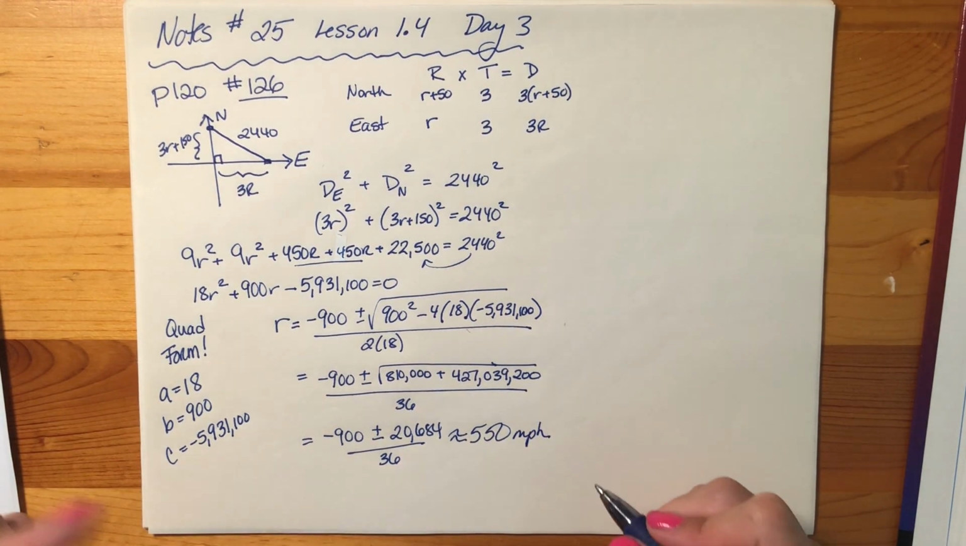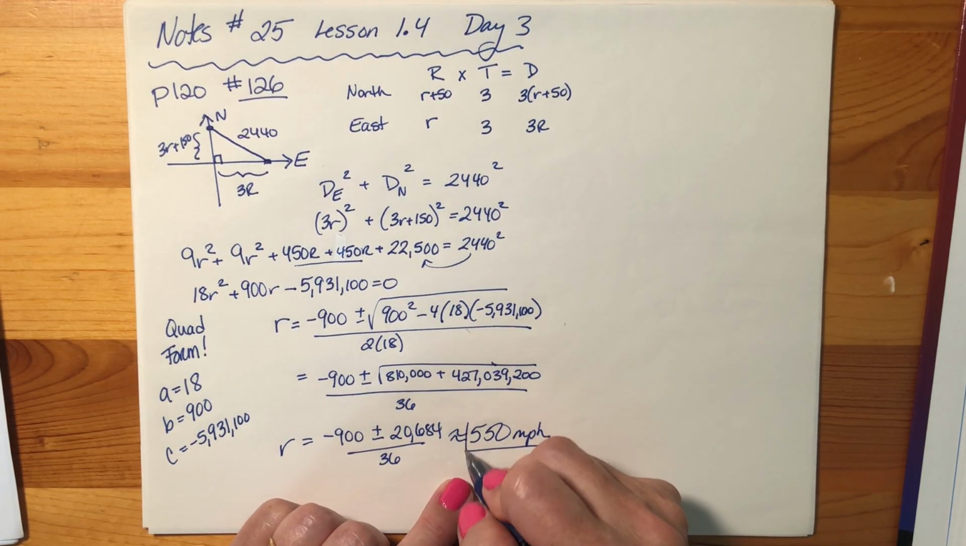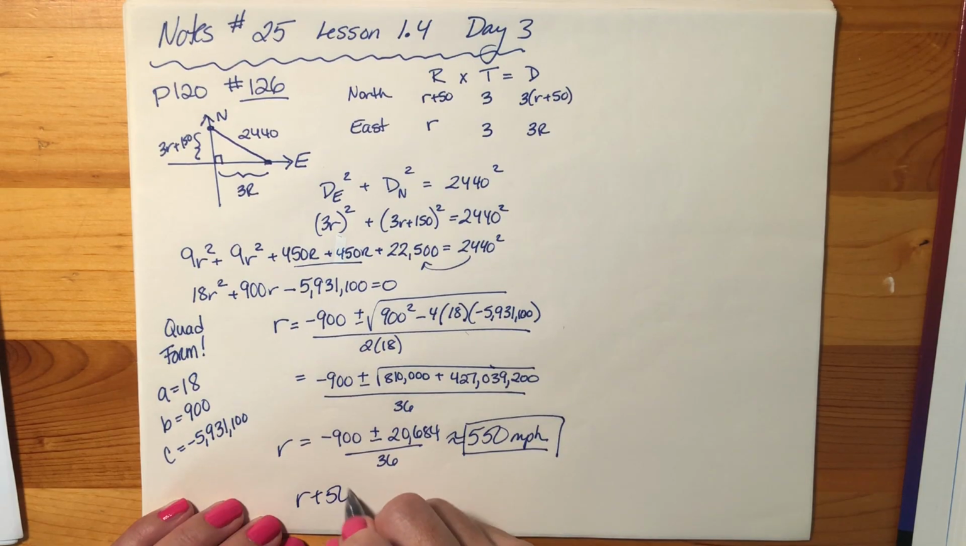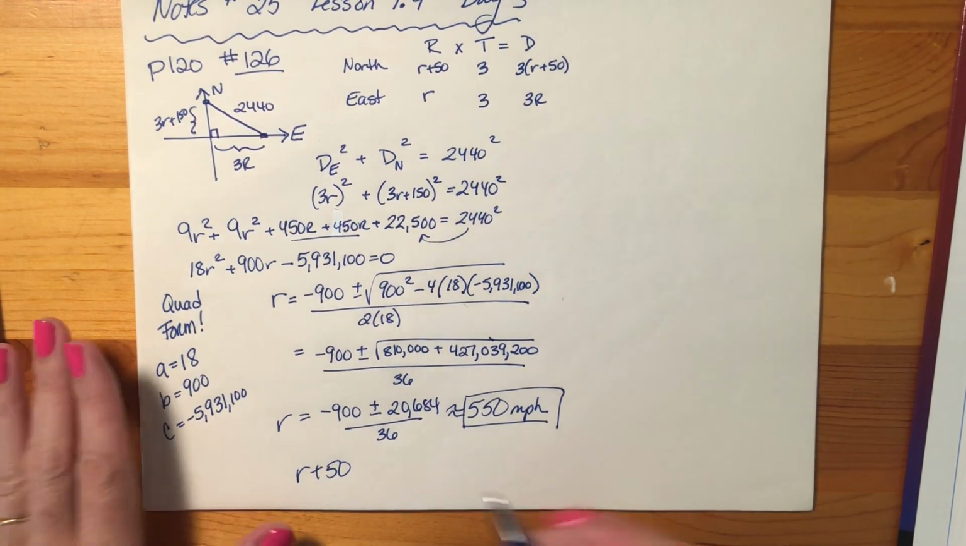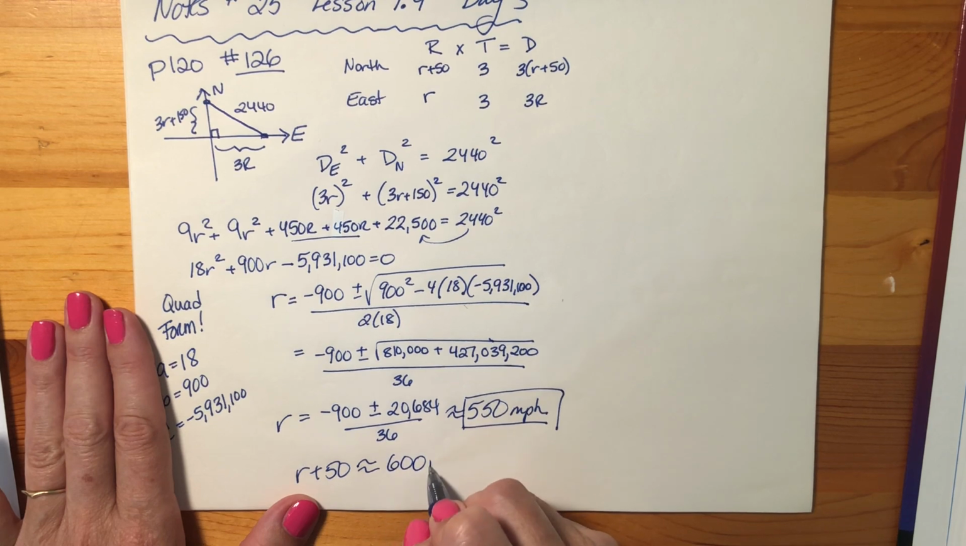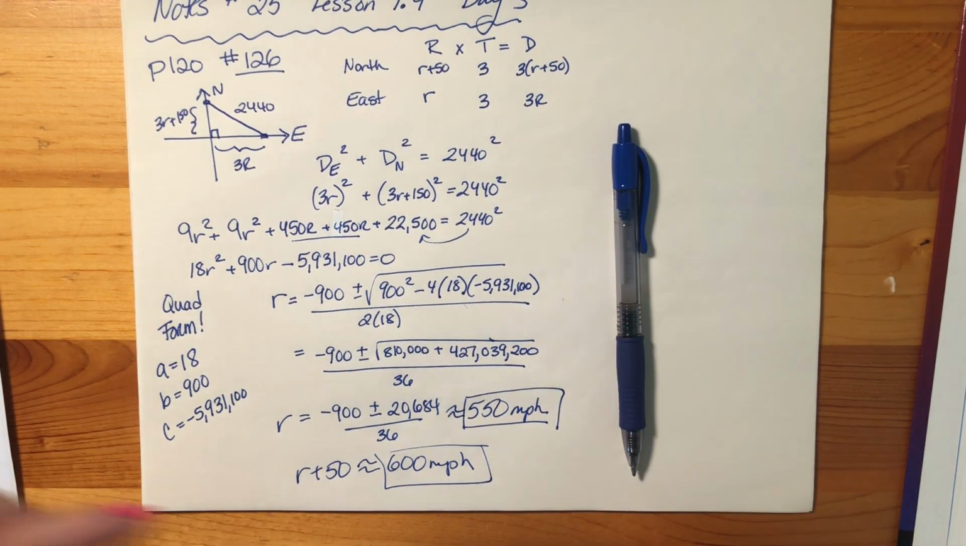Now you've got two planes. If R is equal to about 550 miles per hour, my second plane, which is going to be R plus 50, can you see this all the way down the bottom of my paper? Yeah. It's going to be about 600 miles per hour, okay? Now, does that make sense? Yes. That's a reasonable amount for the speed of our planes.